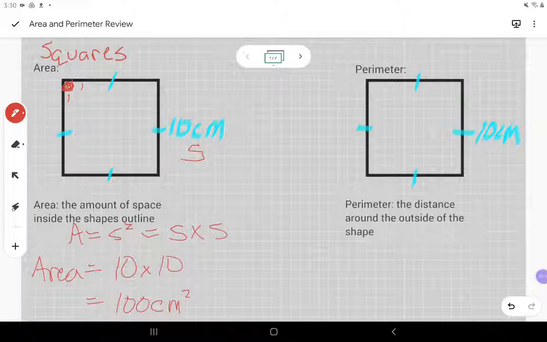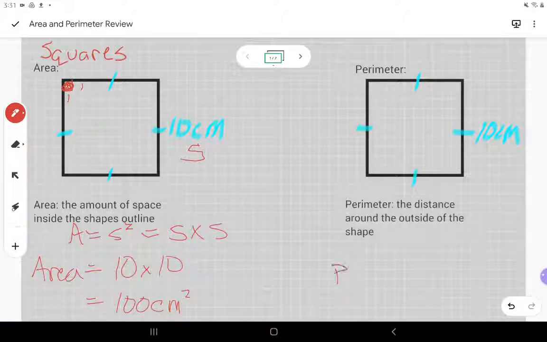Now when we're looking at the perimeter of a square, if we think about the perimeter, we've got a little stick man here who's going to walk around the outside of the square. We're just going to simply add up all of the lengths on the outside. So if we start in this top right corner, we're going to walk 10 centimeters and then 10 more to give us 20 and 10 more to give us 30 and finally 10 more until we get back to where he started, and that is 40.